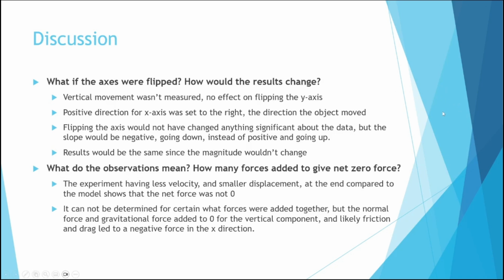Second, what do the observations mean, and how many forces were added to give the net force of 0, if that can be calculated? Well, the experimental model having less velocity and smaller displacement at the end compared to the computational model shows that the net force was not 0 because the experimental model started to slow down. Therefore, it cannot be determined how many forces were added together to cause this motion, and the net force was not zero. But we do know that there was likely the gravitational force and the normal force to add to zero in the vertical component, and likely friction and drag led to a negative force in the x direction, causing it to slow down. And that is all.